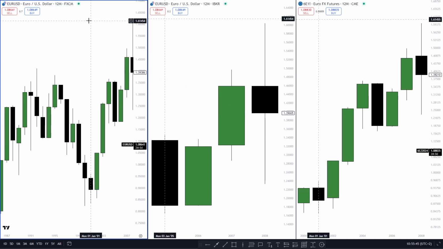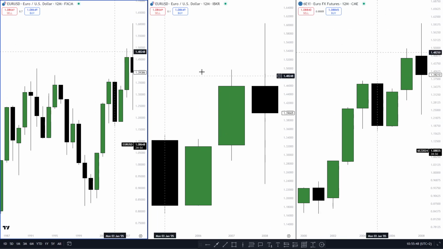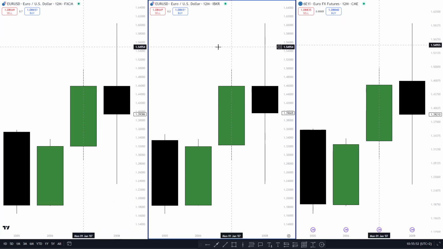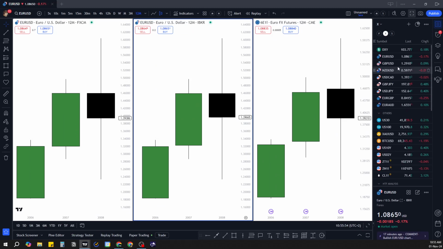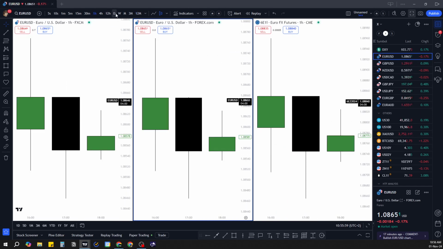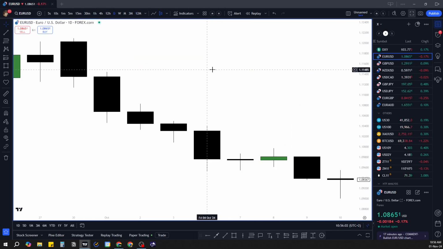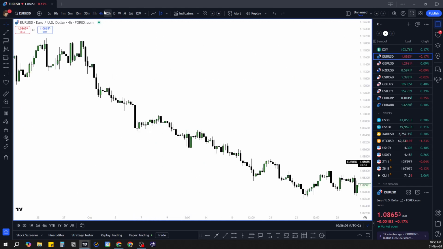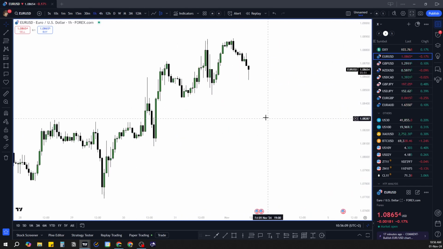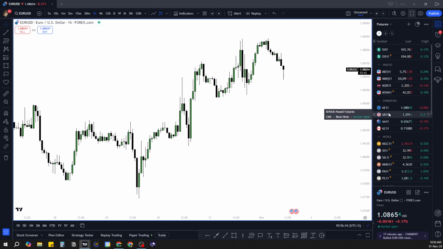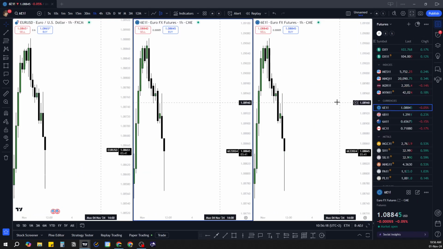To conclude, FXCM for the higher time frame, Forex.com for the lower time frames, I would say from daily and below. This is for the lower time frames, and for trading and also for lower time frame analysis, use this. That's it.